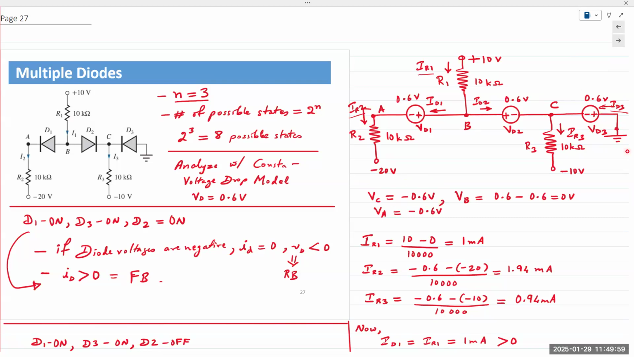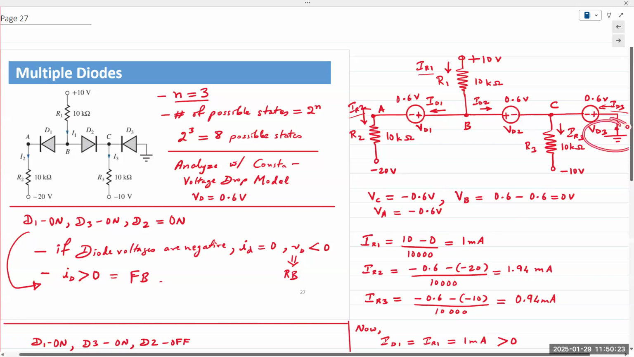VB is 0.6 volts higher than C. So it's 0.6 higher than minus 0.6, effectively comes out to be 0. And then node A is 0.6 volts less than node B, so minus 0.6 volts. Make sense? It starts from the right, and then it goes towards the left.